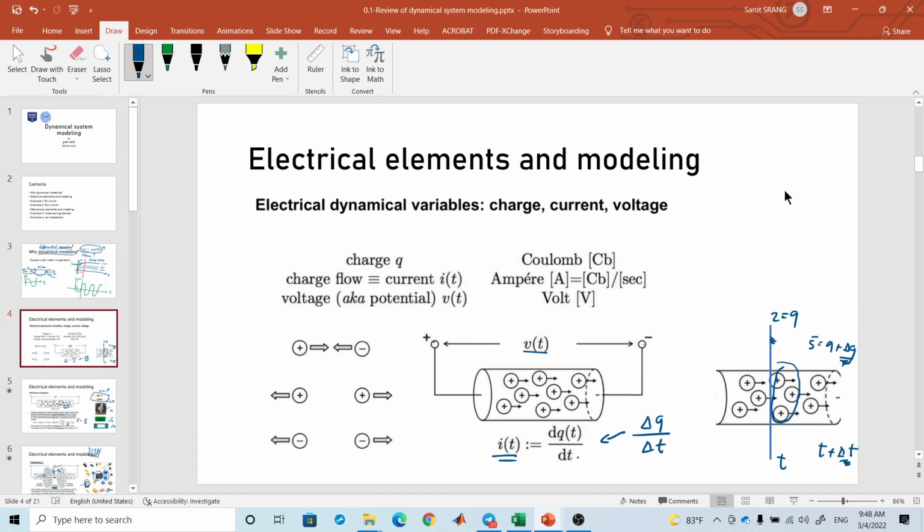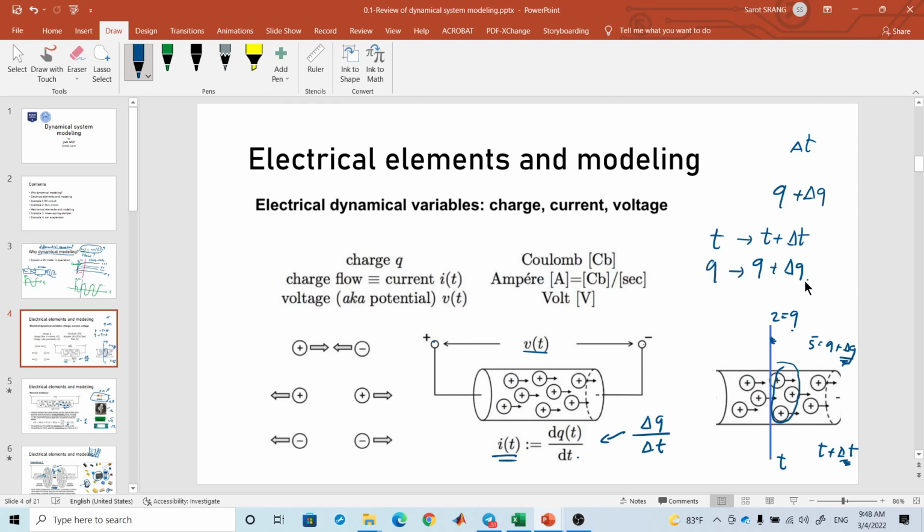So by definition it means you count Q now, and then at a short time delta T, you have delta Q pass through this wall. So from T to T plus delta T, you have the amount of charge on the right hand side from Q to Q plus delta Q.